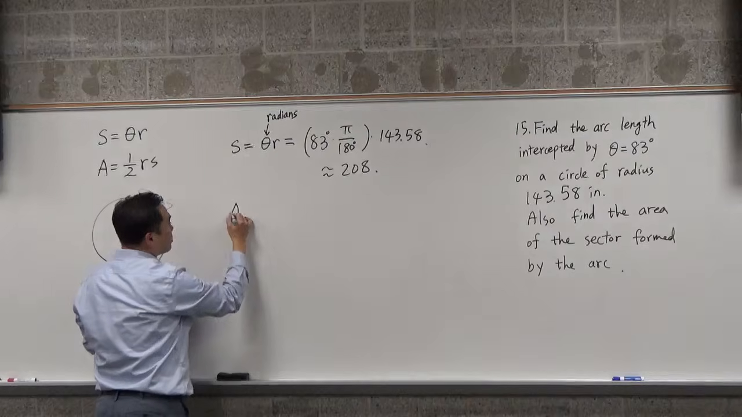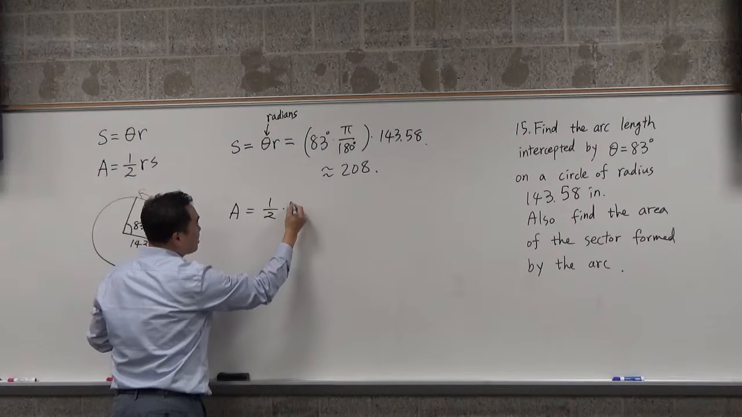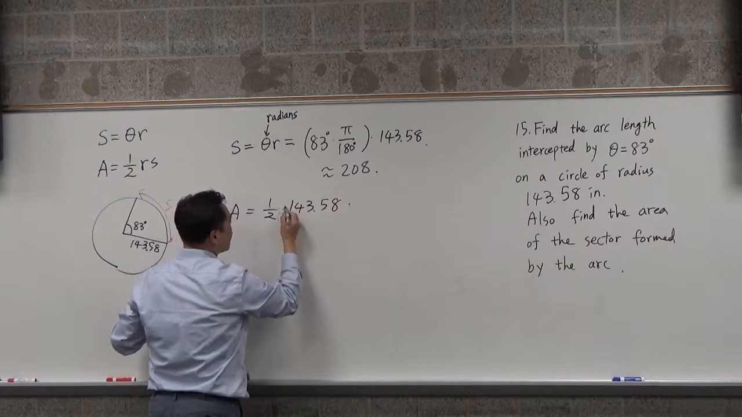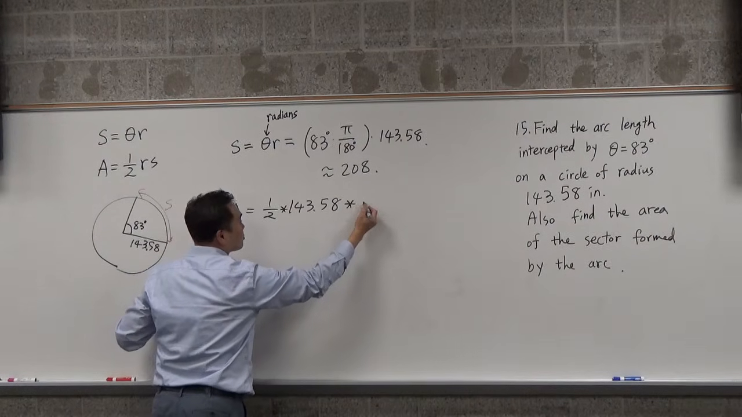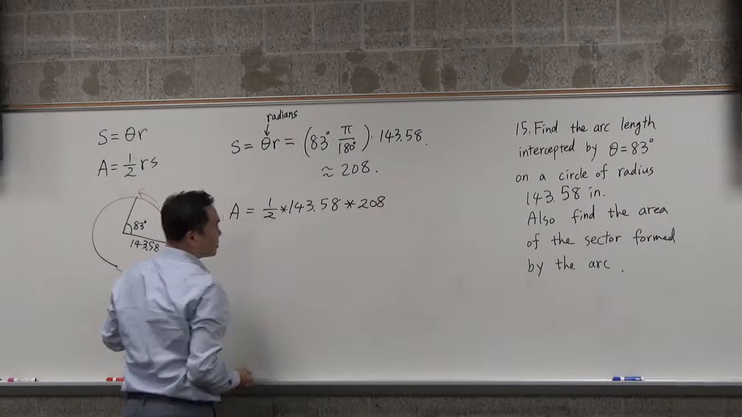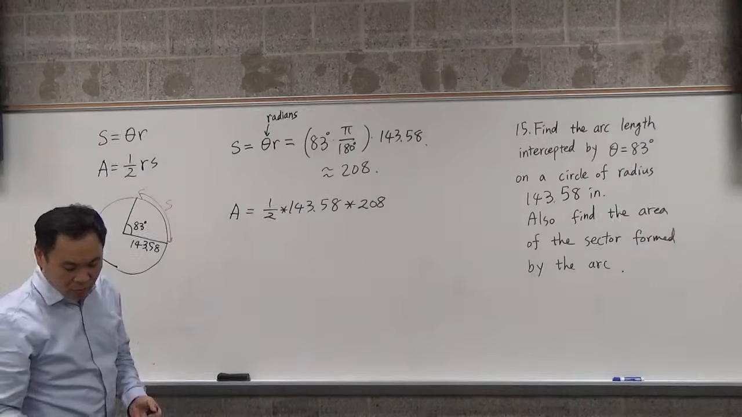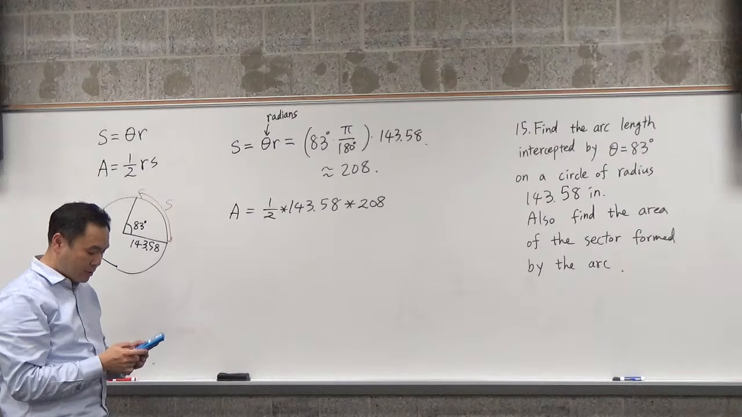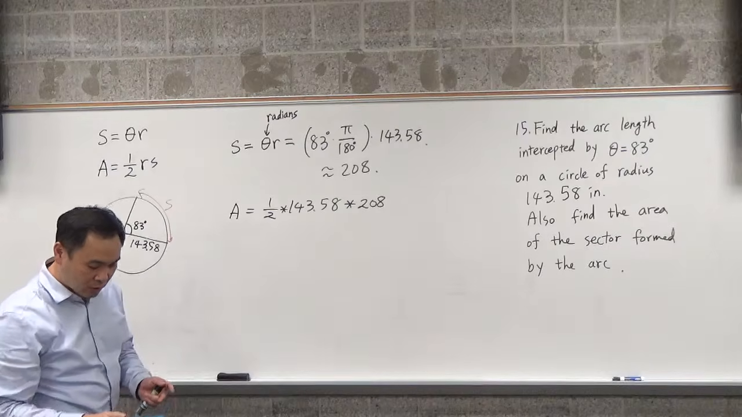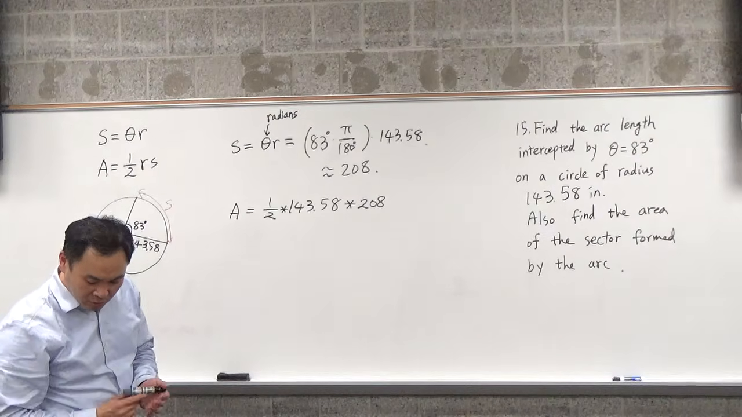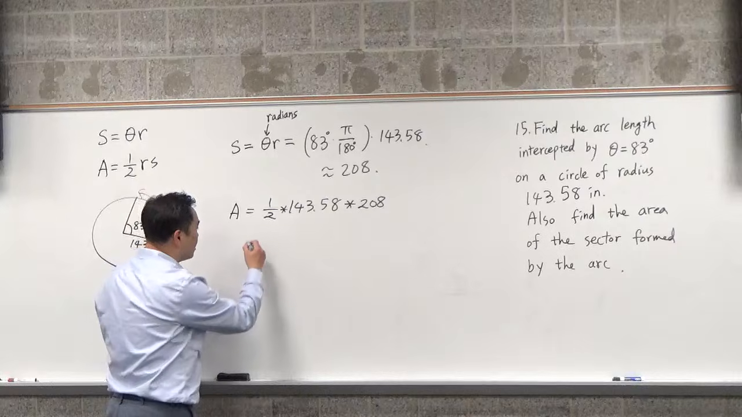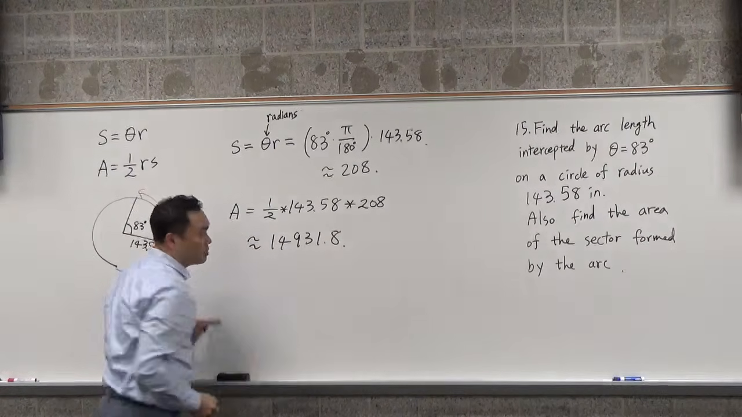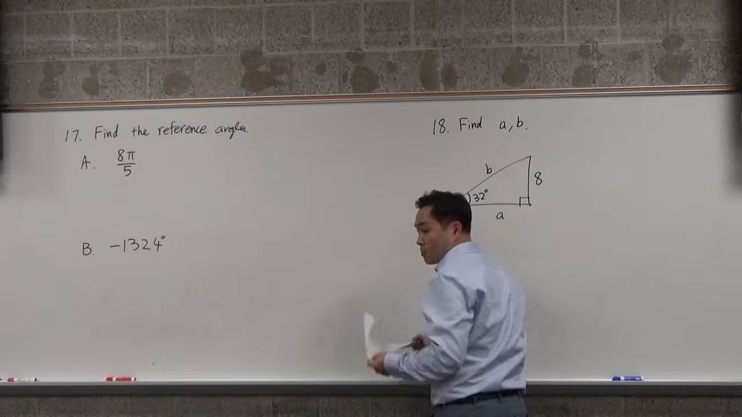Okay, now for the area, it's 1/2 times the radius, which is 143.58, times 208. Okay, so we have to multiply this by 143.58 and divide by 2. You get 14931.8. Okay, so that's the answer.